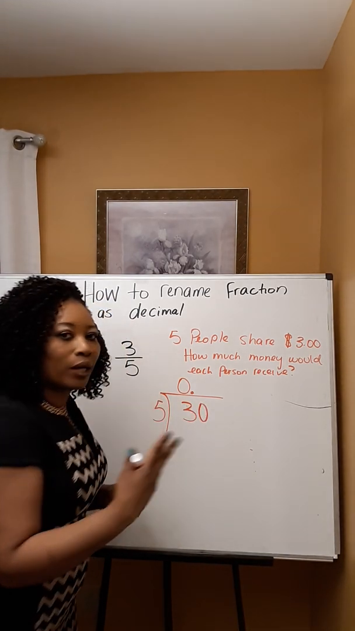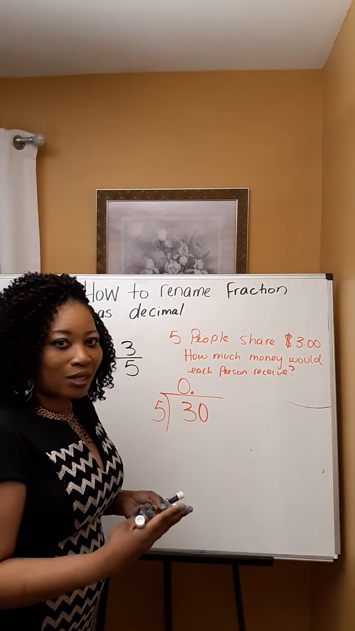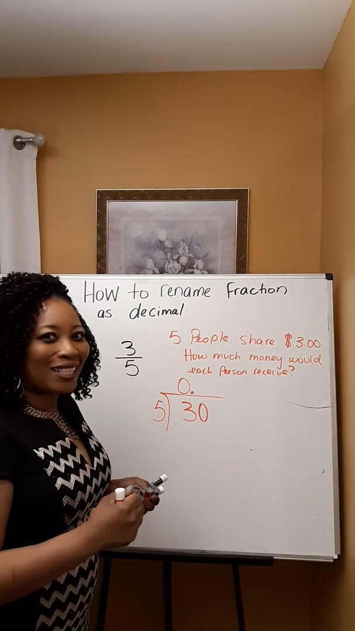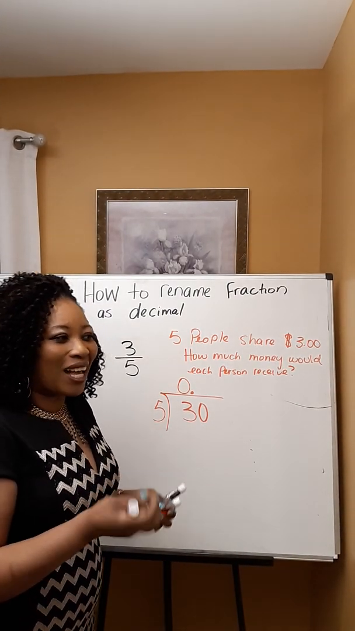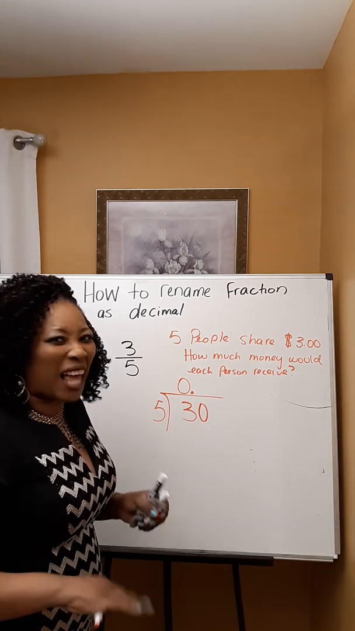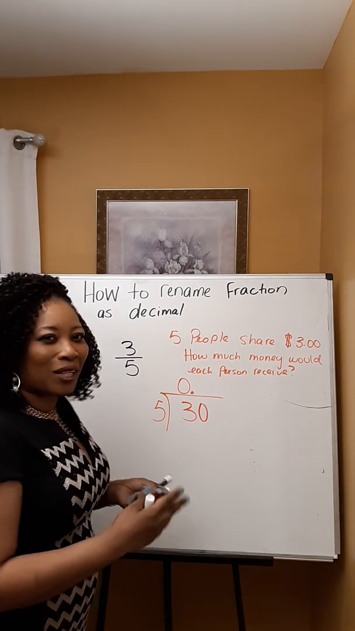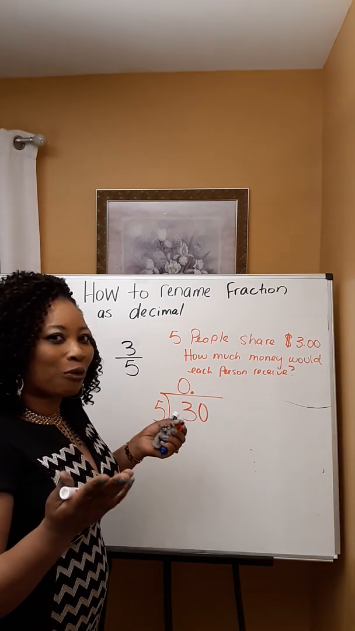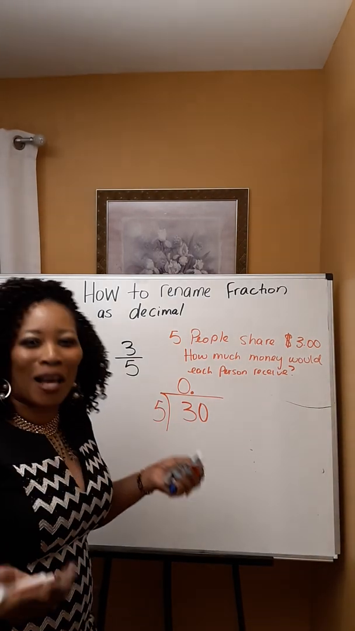Now I no longer have 3 singles. Now I have 30 dimes. I take my $3 and I change them into dimes. So I have a lot of dimes now. Now all I'm going to do is put my dimes in the group of 5.